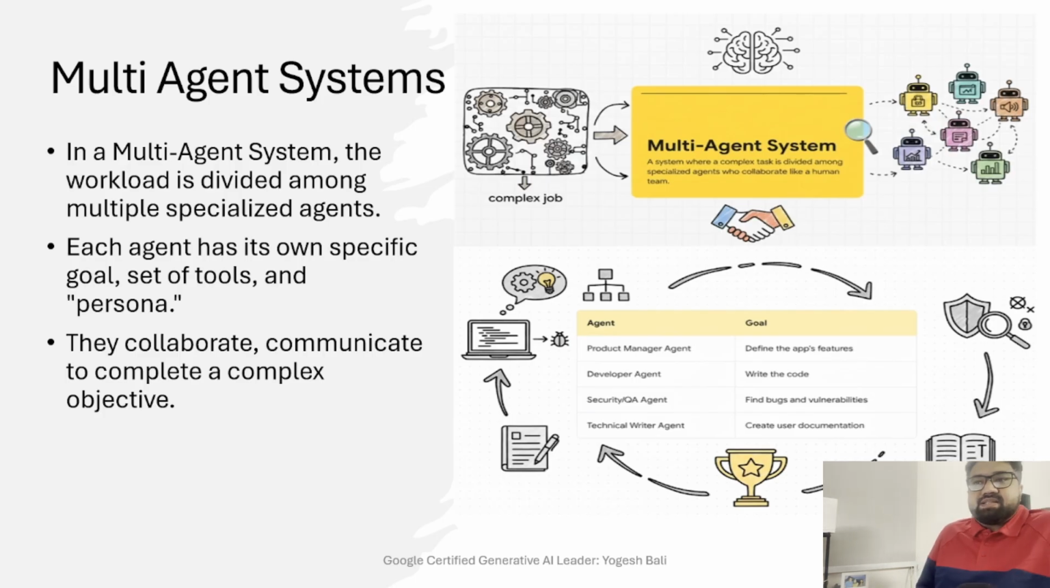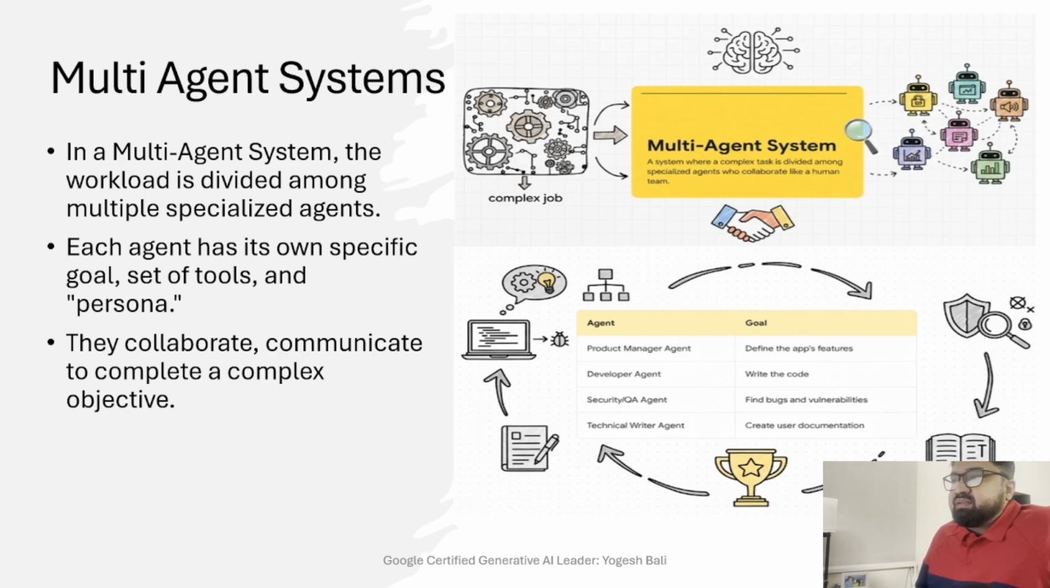A multi-agent system. What is a multi-agent system? A system where a complex task is divided among specialized agents who collaborate like a human team. In a multi-agent system, the workload is divided among multiple specialized agents. Each agent has its own specific goal, set of tools, and persona. They collaborate and communicate to complete a complex objective.